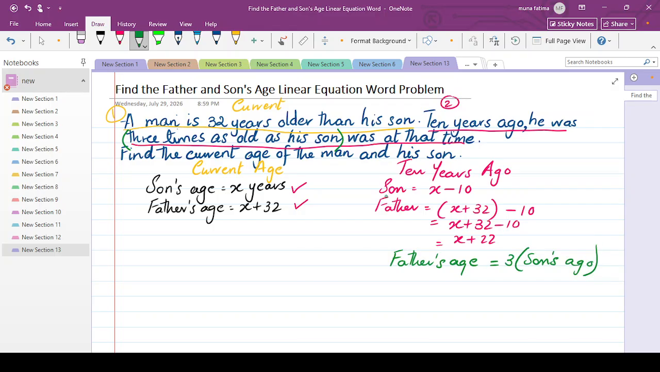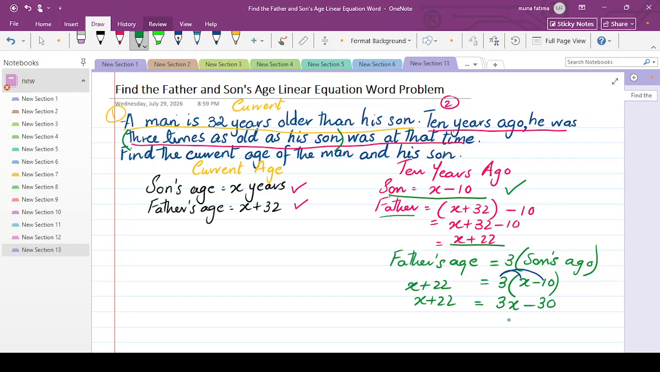So we're talking about these, and we're going to use these over here. If 10 years ago the father's age was X plus 22, this was equal to 3 times the son's age at that time, which was X minus 10. We have to solve this equation. X plus 22 is straightforward. We have to multiply 3 with X inside the bracket and the minus 10. So we end up with 3x, the minus is there, and 3 times 10 is 30.